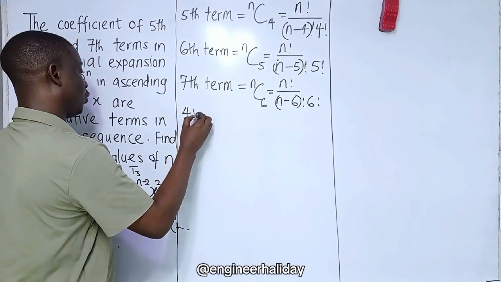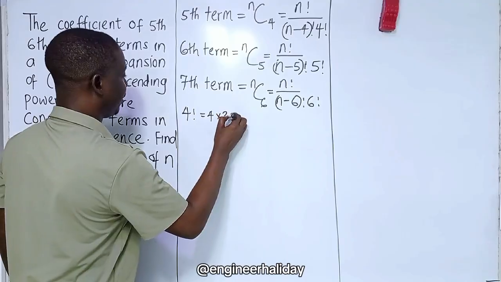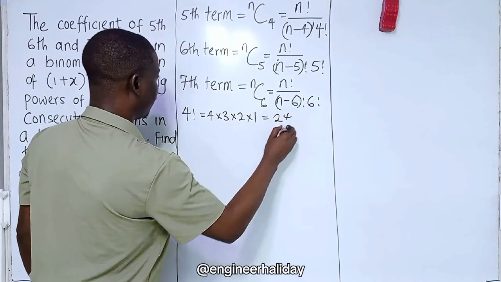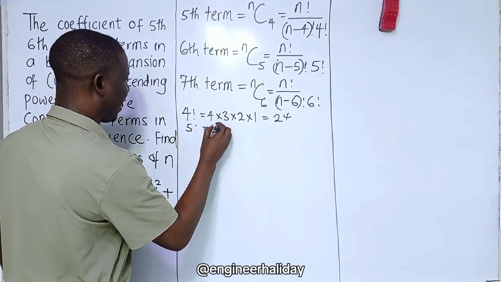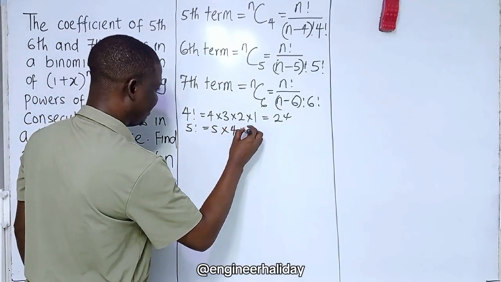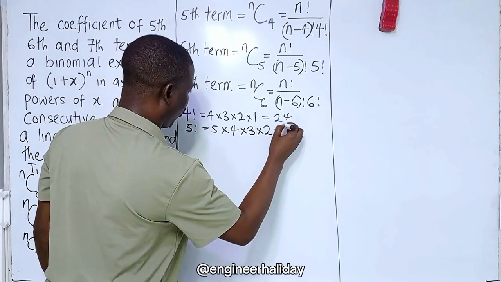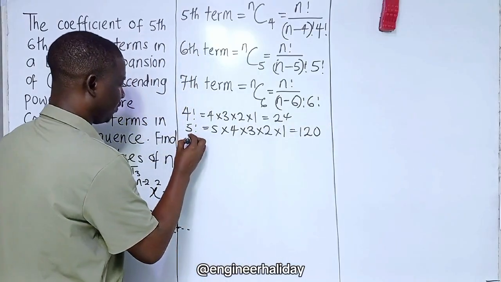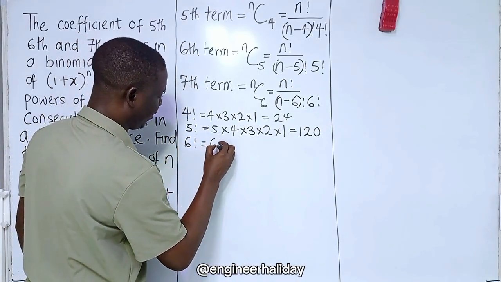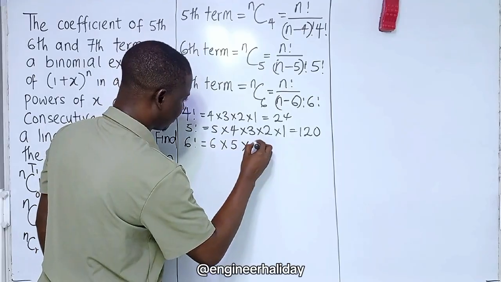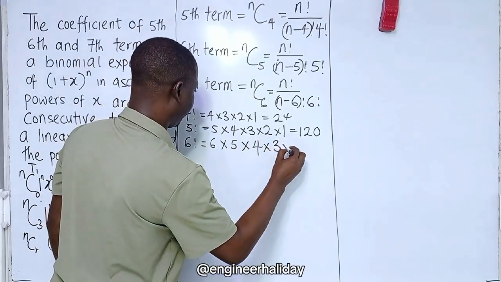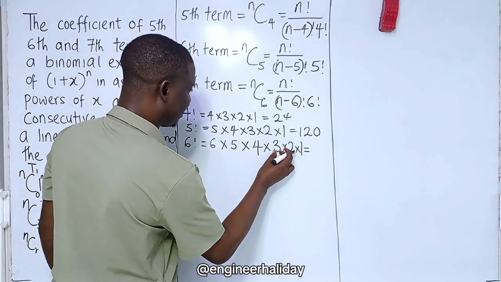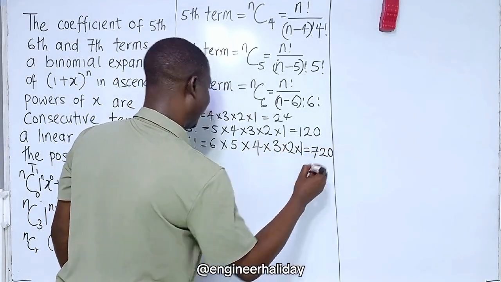Now don't forget that 4 factorial is 4 times 3 times 2 times 1, which is 24. So 5 factorial is 5 times 4 times 3 times 2 times 1, which is 120. So 6 factorial is 6 times 5 times 4 times 3 times 2 times 1, which is 720.